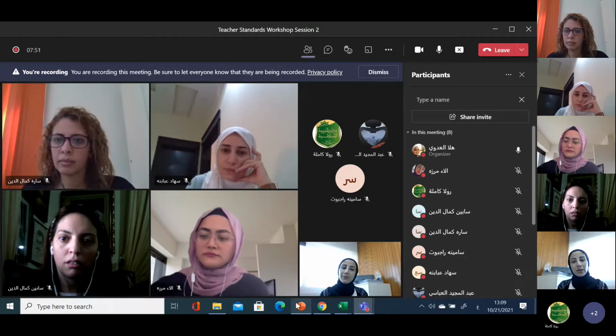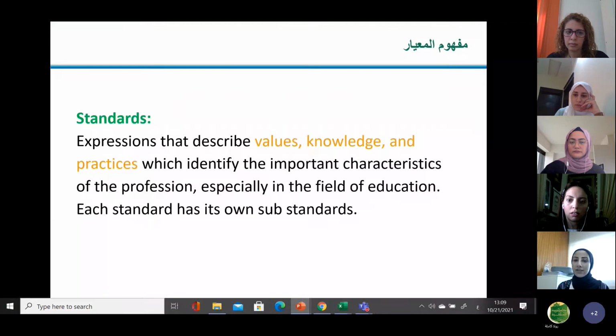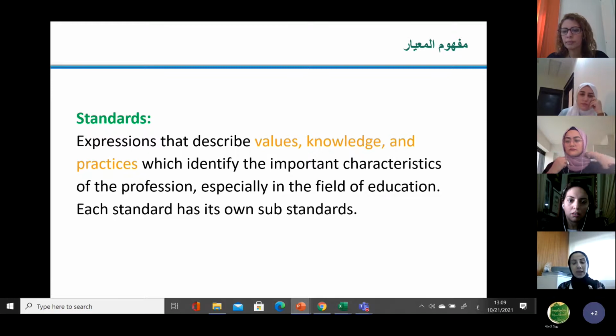Okay, tamam. So here, when I say standard, they are expressions that describe the values, the knowledge, and the practices. Remember these words in orange very well, because we're going to keep repeating them in every single workshop, and you will know why now. So the expressions that describe values, knowledge, and practices, which identify the important characteristics of the profession, which is teaching, especially in the field of education. Each standard has its own sub-standards.